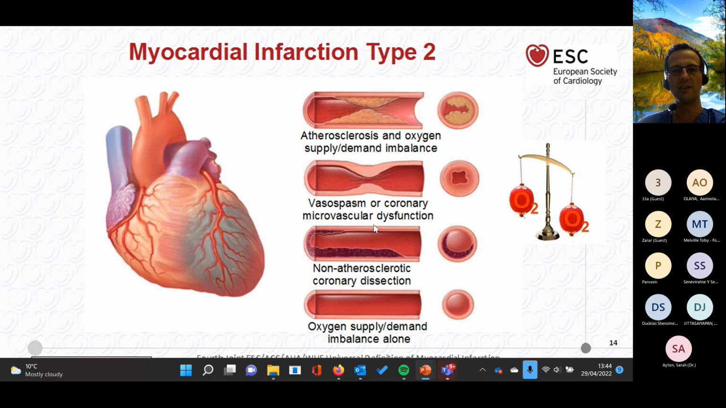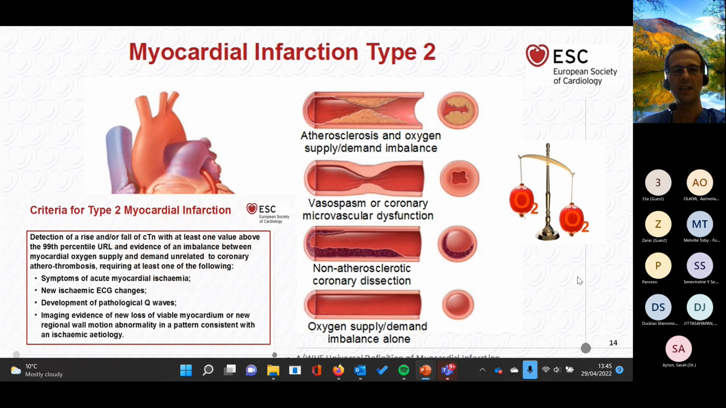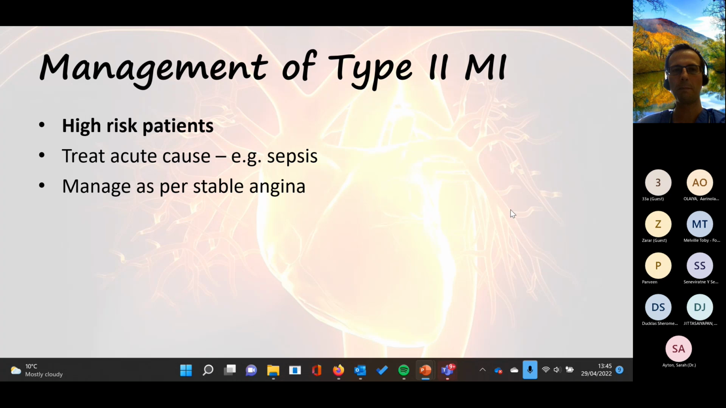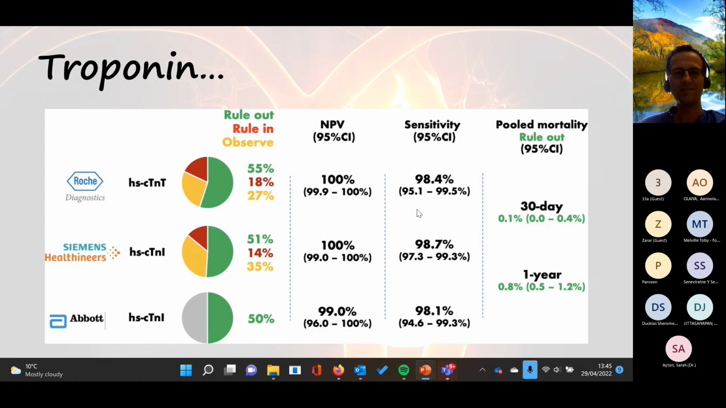And there are various things. Vasospasm can also do that. And again, you need the ECG evidence that they're having evidence of infarction with that to call it a type 2 myocardial infarction. These are high-risk patients, so treat the underlying cause of the type 2 myocardial infarction effectively, treat their sepsis effectively, and otherwise their cardiac condition can be managed as stable angina.